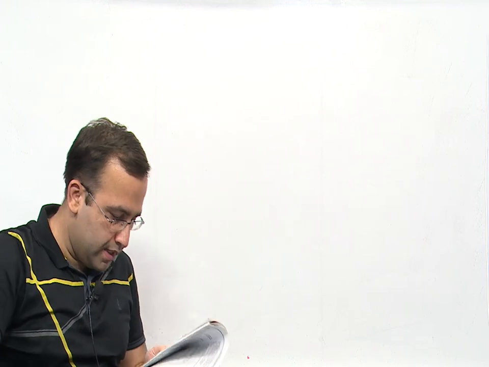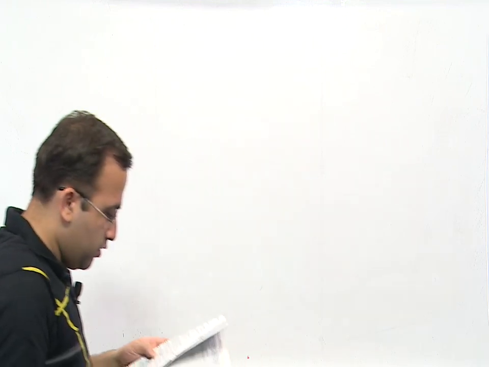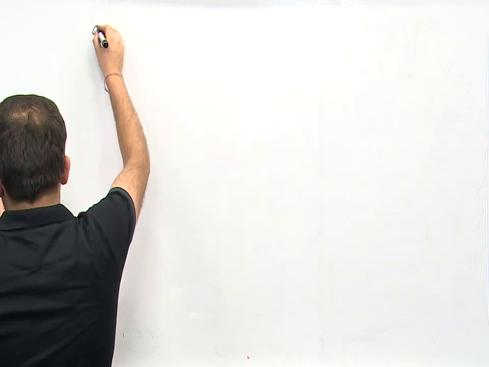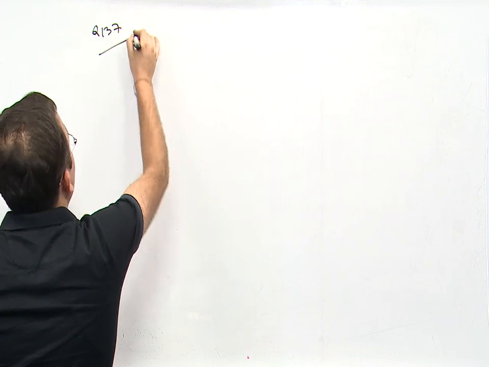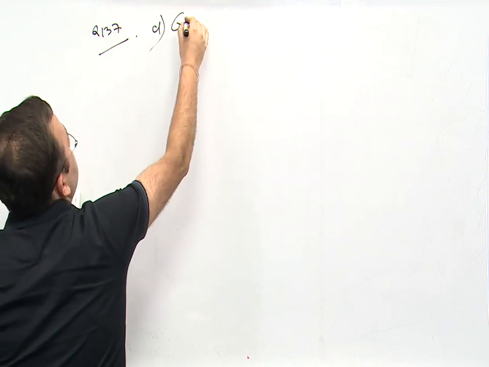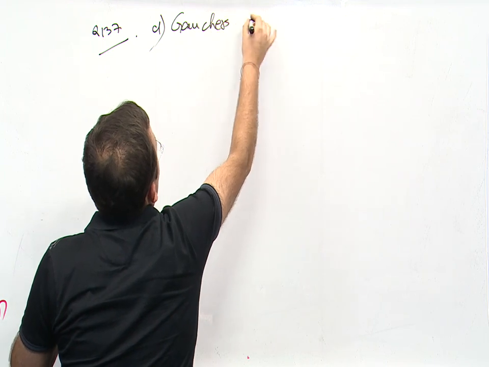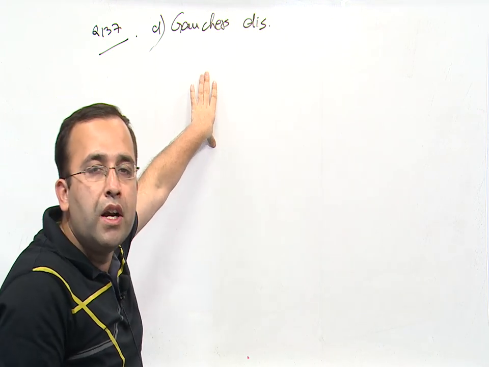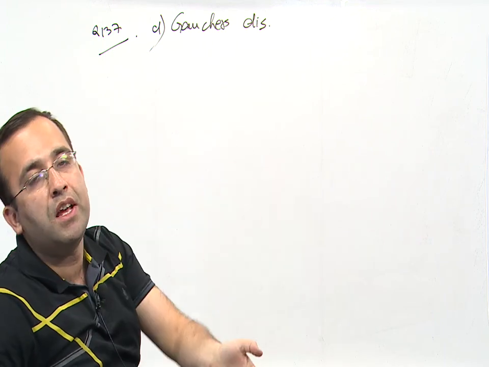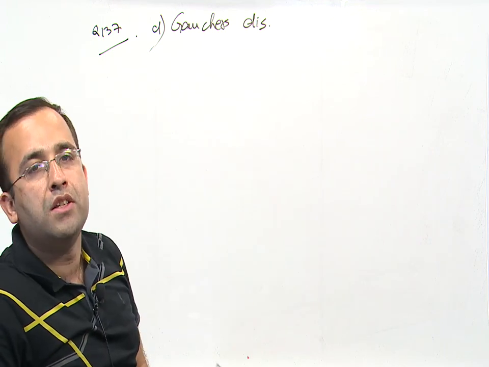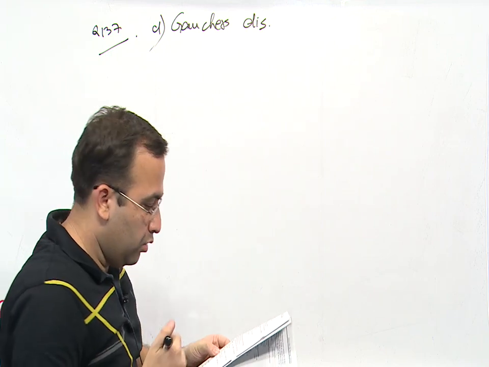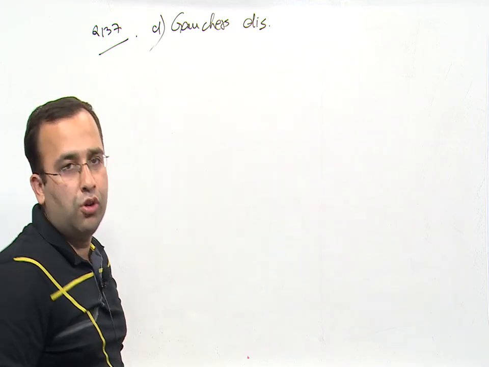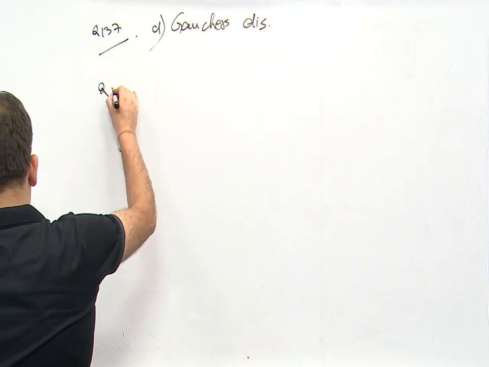Question 137. Which of the following is caused by a glucocerebrosidase deficiency? Glucocerebrosidase deficiency is associated with Gaucher's disease. We will be doing this in detail in biochemistry, the various enzymes, what they are deficient in and the diseases associated with them. Next, 138.